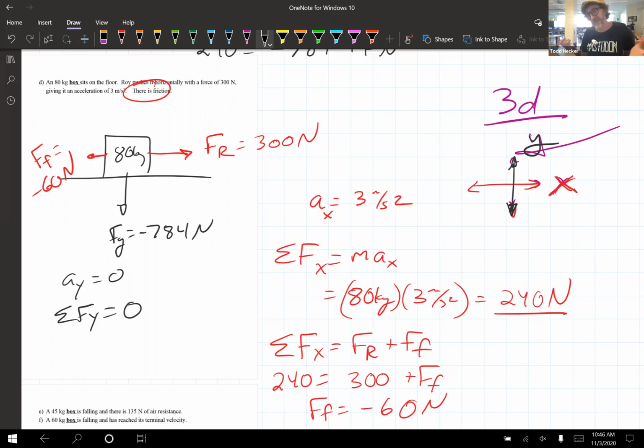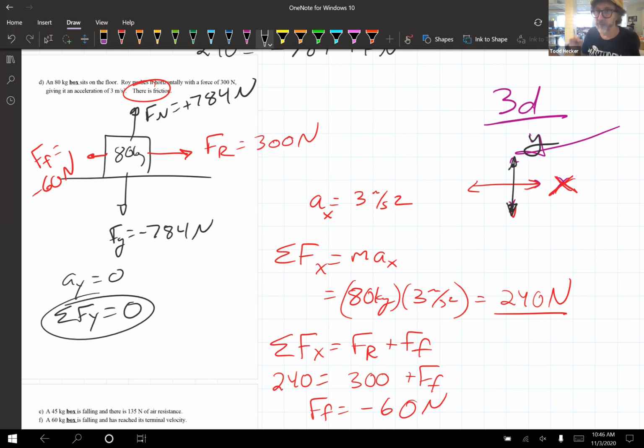Why isn't the box falling through the floor? Oh, well, there has to be a normal force. It's sitting on the floor. Whether it's moving horizontally or not, the floor still has to be holding it up, okay? So there has to be a normal force here of positive 784 newtons to ensure this.